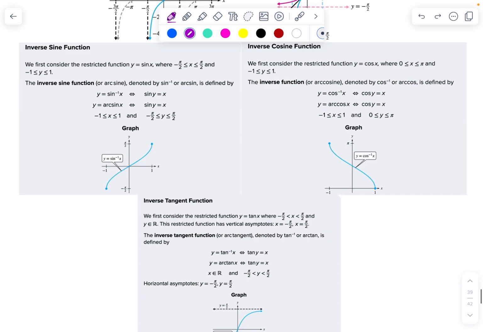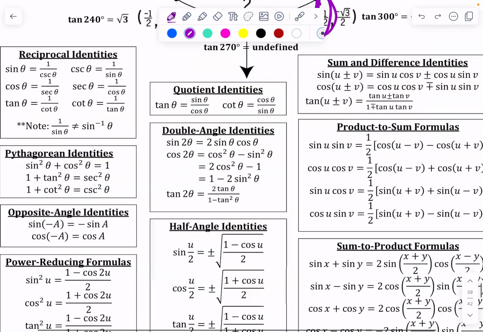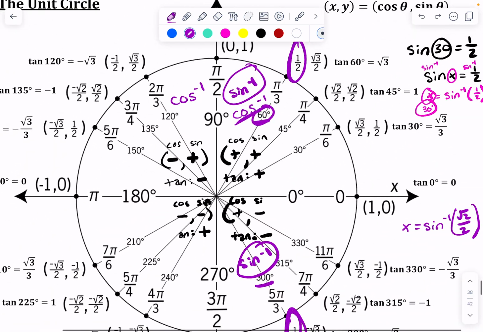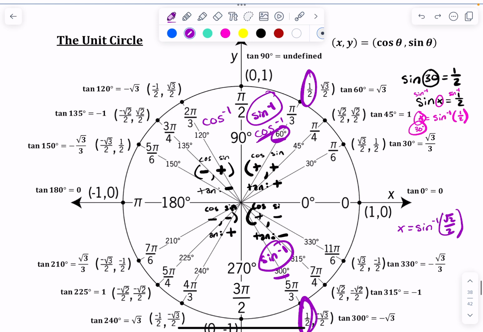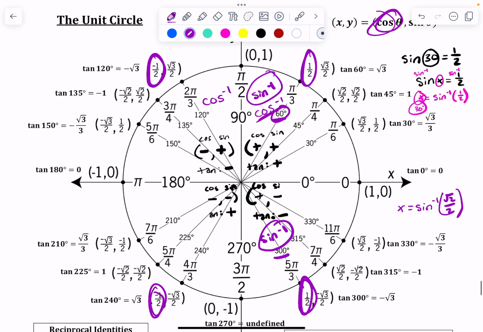Okay. Let's do an example. Find the exact values. So we're doing inverse cosine of -1/2. All right, -1/2 for cosine. Cosine is the x-coordinate, by the way. -1/2 for an x-coordinate. Oh, right here. -1/2, but then also -1/2 here. So is it 240 or is it 120?